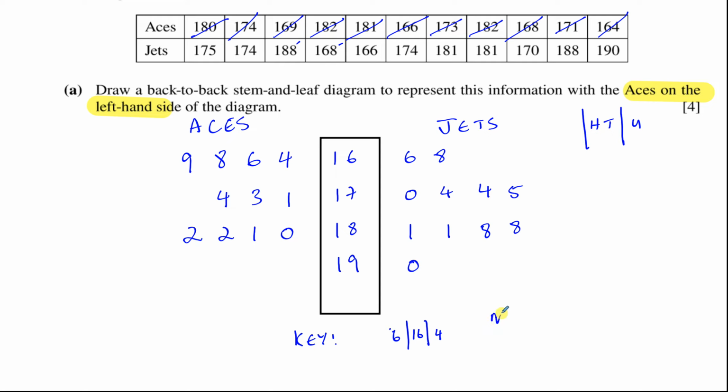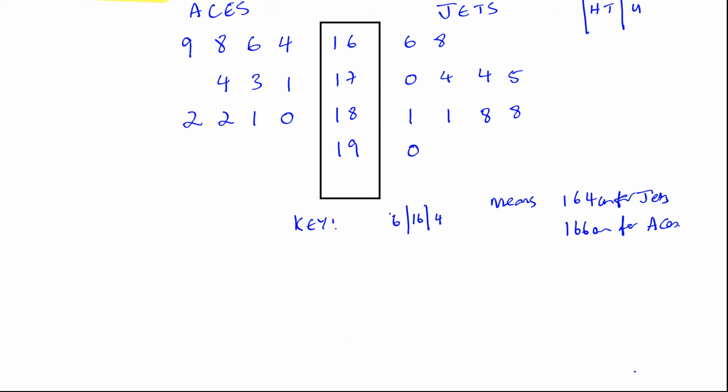6 means 164 for the jets. And it means 166, and we're going to say centimeters for the aces. Okay, so that's the key. So you should always have the key written down, which tells the person reading exactly what everything stands for. Okay, so that's important for us to get right. Key, especially you should mention the unit, and you should show the key like this.